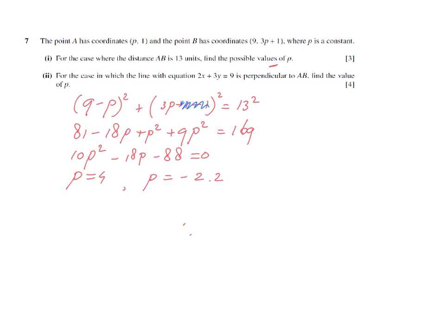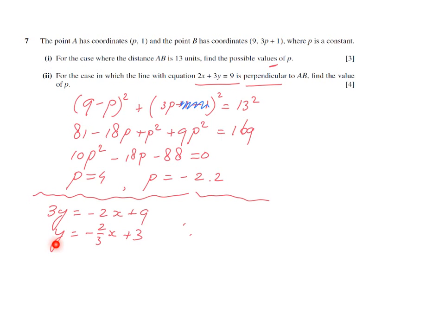Excellent. The second question for 4 points: for the case in which the line with equation 2x plus 3y equals 9 is perpendicular to AB, find the value of p. Okay, so we have this line perpendicular, and I always, and you have to in this case, want to write it in gradient intercept form. So I'm going to rearrange it, and then I get minus 2 over 3x plus 3.